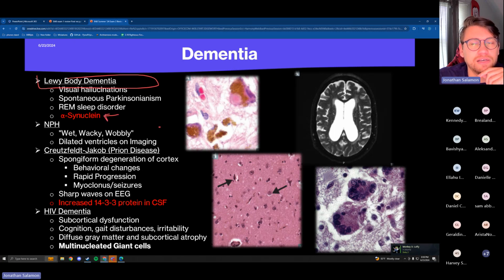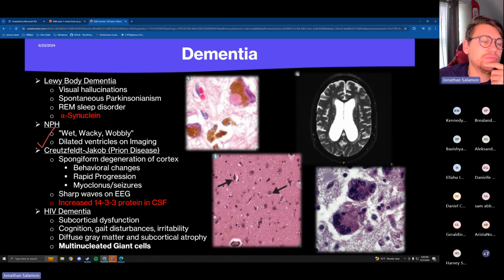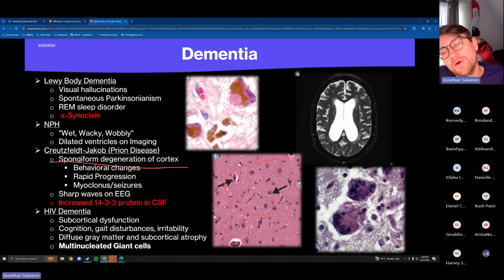Alpha-synuclein is super important and high yield. NPH, we talked about this. Please don't miss that. Creutzfeldt-Jakob disease. Basically, if somebody's 40 or 50 and they're just losing it out of nowhere, it's one of these two. It's either Lewy body dementia or prion disease. With prion disease, they're usually going to give you either sharp waves on EEG, increased 14-3-3 protein in CSF, or spongiform degeneration of the cortex. Know this picture.